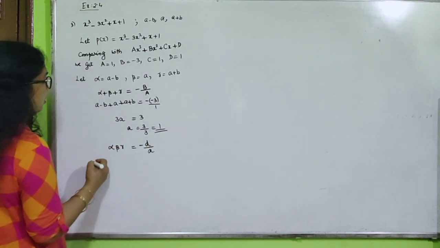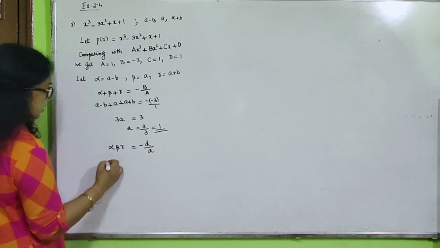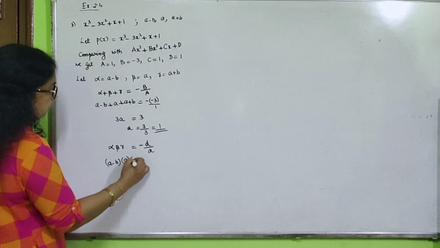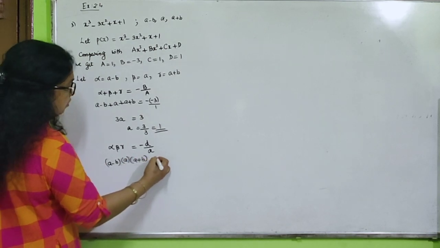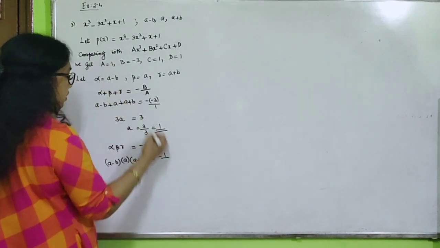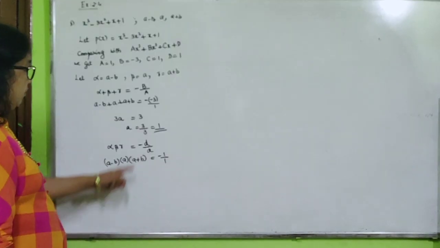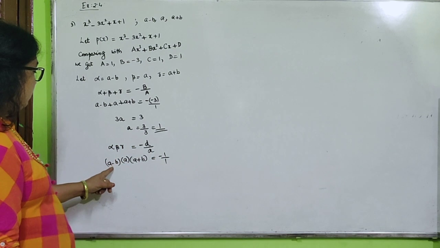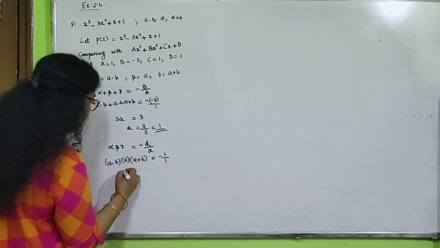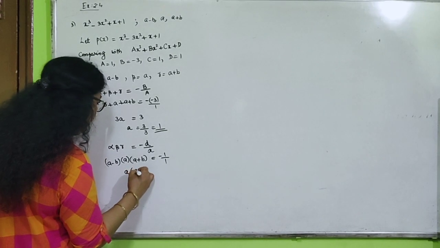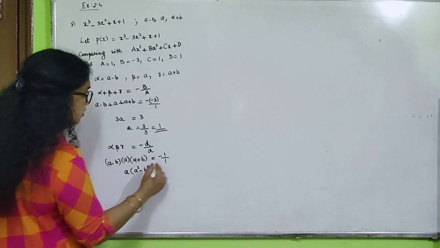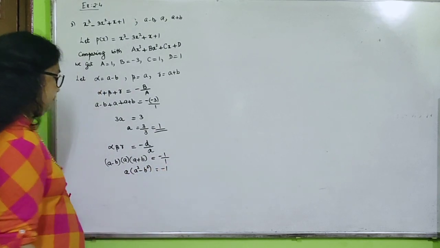What is alpha? Alpha is A minus B. So A minus B into A plus B equal to minus D by A. What is the value of A? 1. Now you got the value of A. You can substitute it, multiply it, then you can substitute. Otherwise, this one, multiply and look. A into A square minus B square, I multiplied. A minus B into A plus B is A square minus B square. Minus 1 by 1 is minus 1.